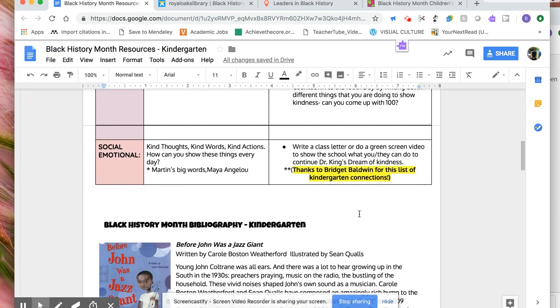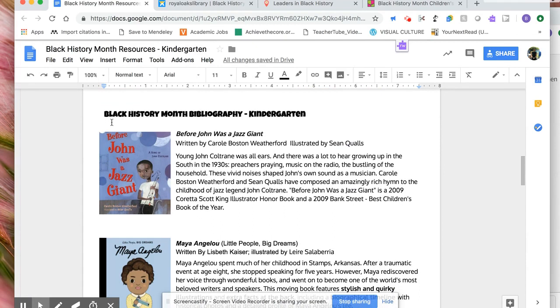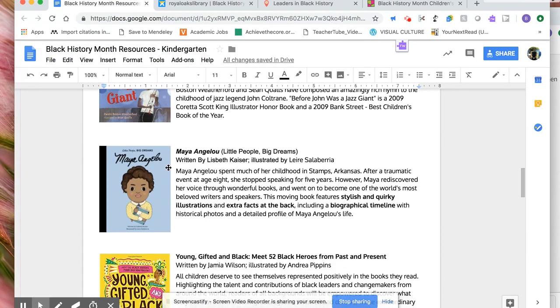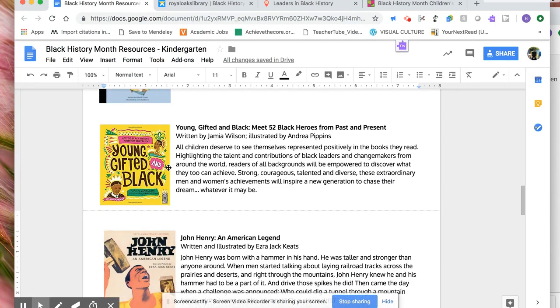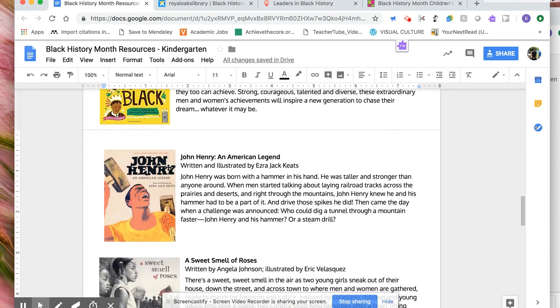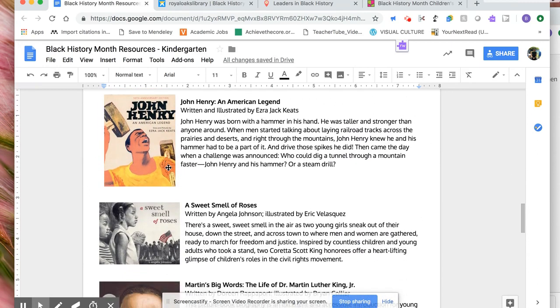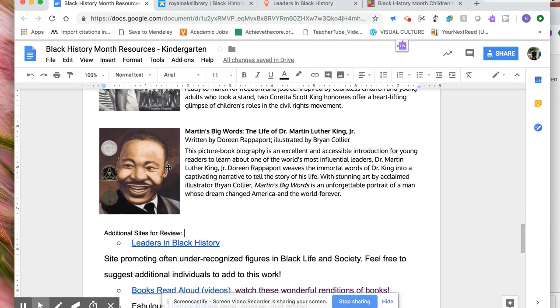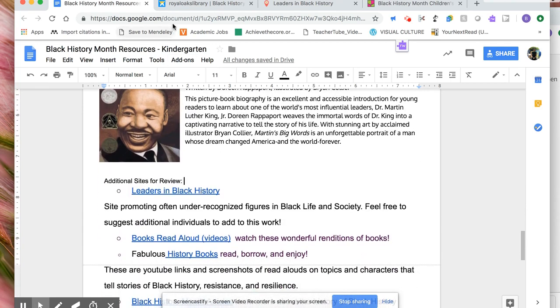Many thanks to Bridget Baldwin for many of these. Below that, you'll find a bibliography of the new texts that will be purchased for your bins. Again, there will be one text per grade level per school, so you will need to plan to share. Here we see all of the kindergarten text sets, and then at the bottom, some additional sites for review.